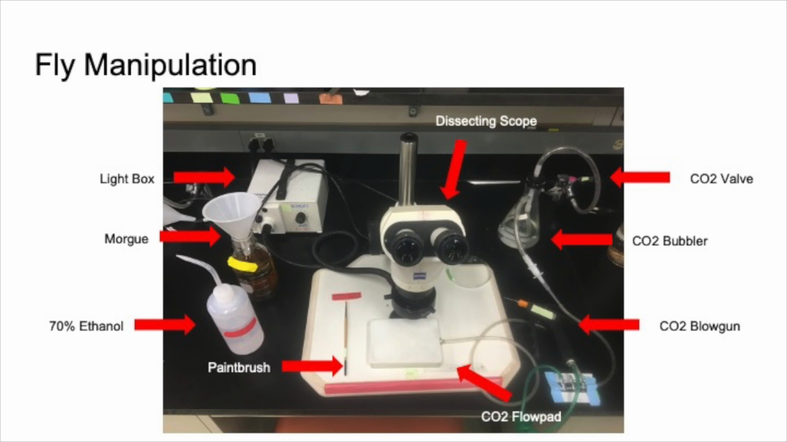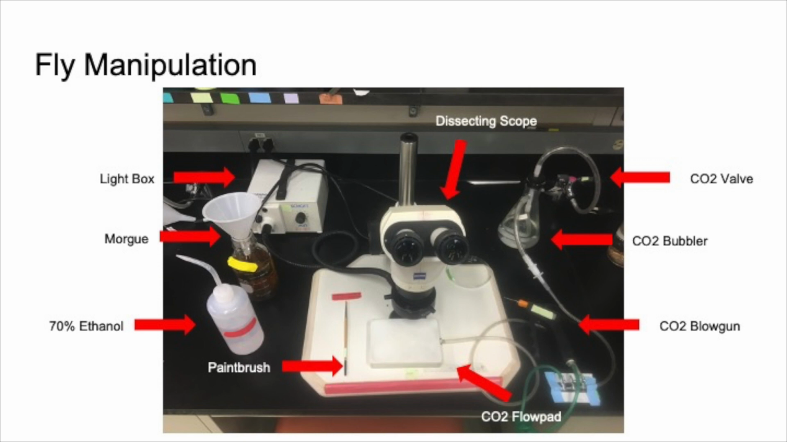You want to be careful not to open the valve all the way, as that will increase the pressure so high that either the cap will blow off of the CO2 bubbler, or the pressure in the blowgun will be so high that you will tear the wings and legs off of the flies, which obviously is quite harmful to them. So you want to make sure that you have a gentle enough pressure that you can put the flies to sleep without damaging them or damaging the system.